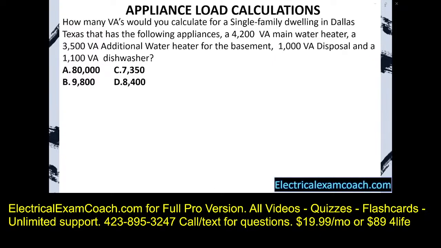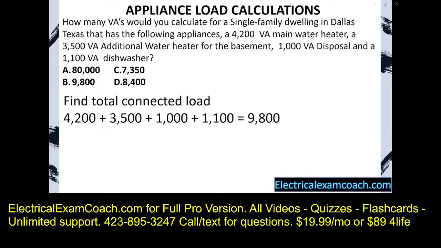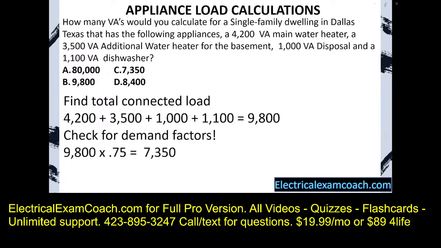How many VAs would you calculate for a single-family dwelling in Dallas, Texas that has the following appliances: a 4200 VA main water heater, a 3500 VA additional water heater for the basement, a 1000 VA disposal, and an 1100 VA dishwasher? First, we're going to find our total connected load. We take and total it up, and it equals 9800. Now, we check for demand factors. Sure enough, we have 4 or more fixed appliances, so we can apply the 75% rule. We take 9800 multiplied by 0.75. That gives us a new reduced load of 7,350 VAs.